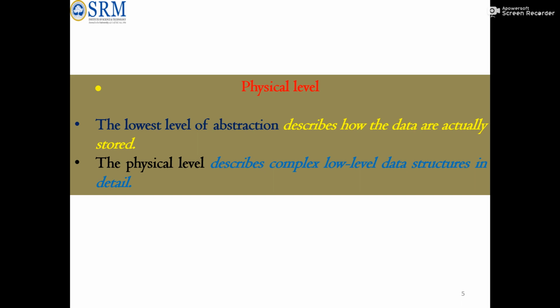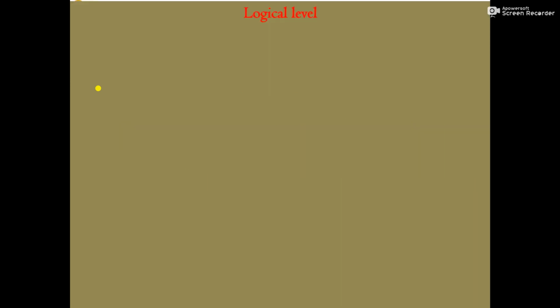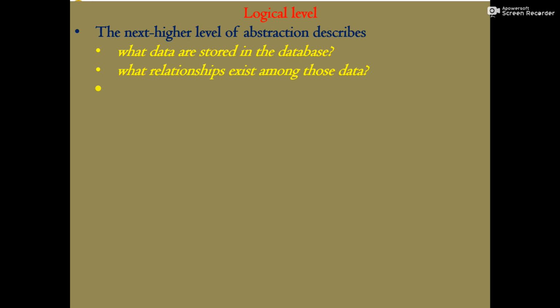Obviously, these details are not needed from the end user's perspective, not necessary to know. And next is the logical level, the next higher level. In this logical level, we will come to know what data are stored in the database, what type of data are stored, and what is the relationship among those data. This is very, very essential.